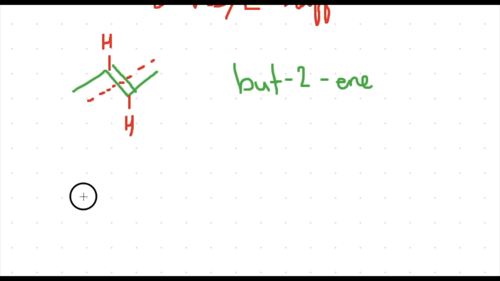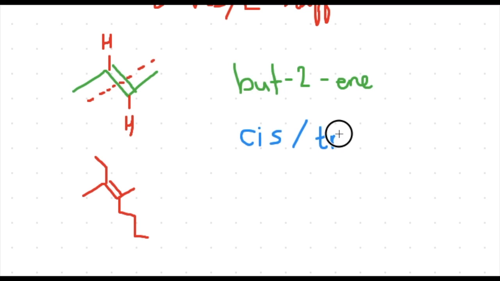If there are no invisible hydrogens, you might have a tetra-substituted shape like this. So first, we ask ourselves, are we going to use cis-trans or E and Z?